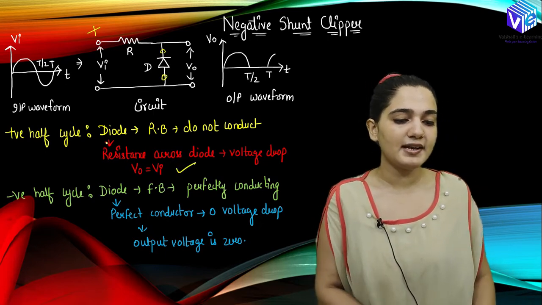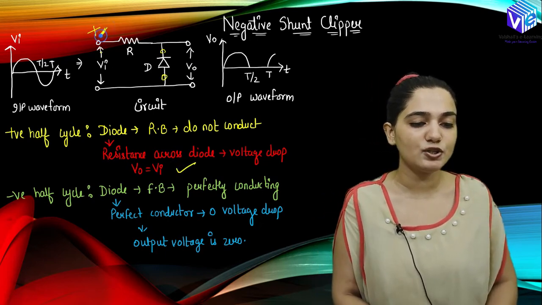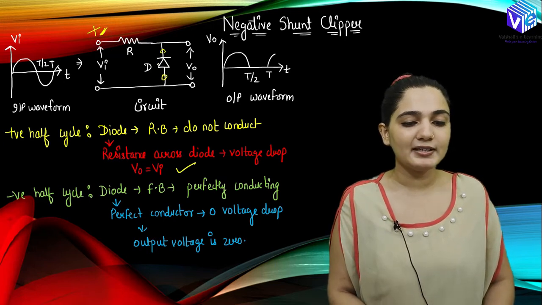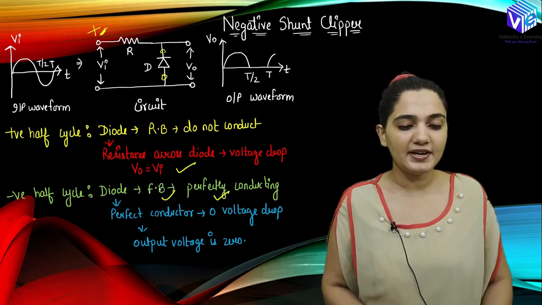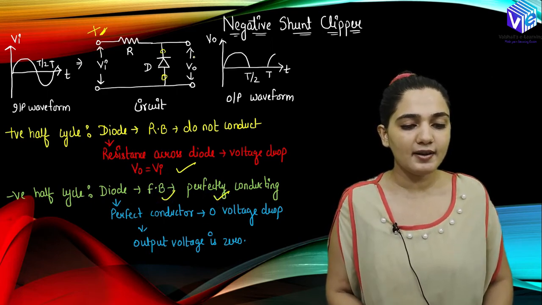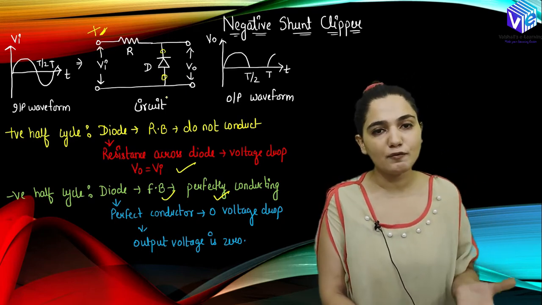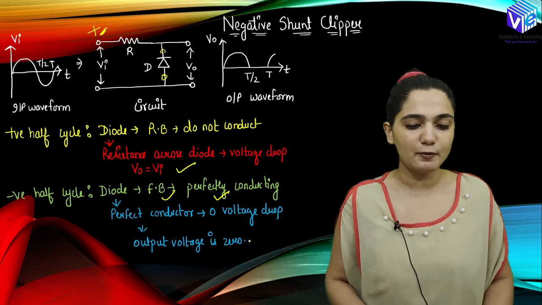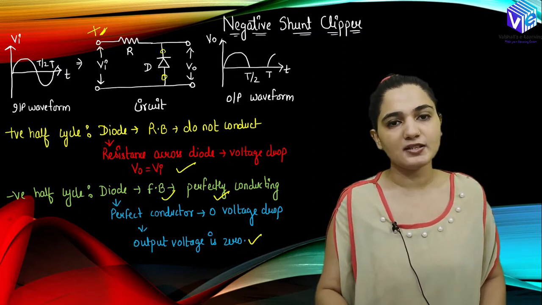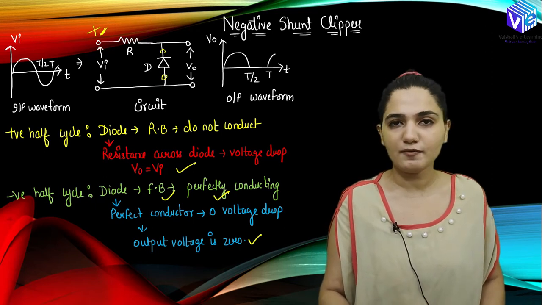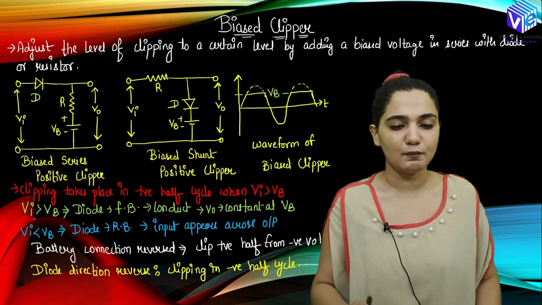Now coming to the negative half cycle, when we have the negative voltage over here, the negative voltage is connected to the N side of the diode. So the diode will behave as a perfect conductor. It is forward biased, it is perfectly conducting. Now here V output is parallel to this branch. This branch will have zero voltage drop and V output will be equal to 0. So in this manner, in the negative half cycle, we are getting 0 volt, but in the positive half cycle, we were getting V output equal to V input.